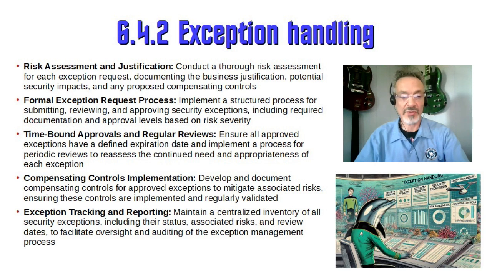Some crucial things. Risk assessment and justification. Every exception request should undergo a thorough risk assessment. This includes documenting the business justification, assessing potential security impacts, and proposing any compensating controls to mitigate the associated risks. Formal exception request process. You need to have a structured process for submitting, reviewing, and approving security exceptions. This process should include clear documentation and approval levels based on the severity of the risk.